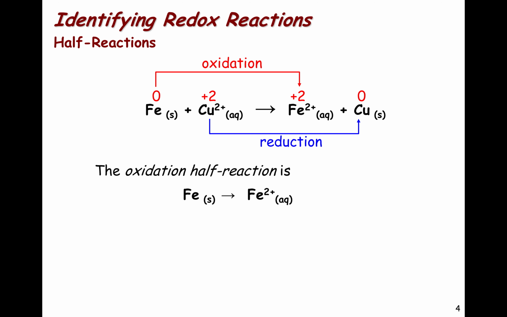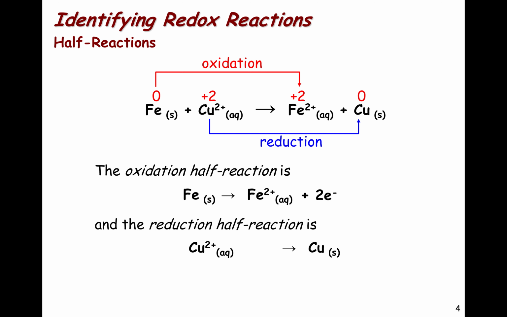So on the left side we have 0 overall charge, but on the right side we have 2 plus, and to get them to be the same, we have to add 2 negatives to the right hand side in the form of electrons. Likewise, we can write the reduction half reaction in terms of copper. So the copper 2 plus is a reactant, whereas the copper metal is the product. Since we have the same number of copper atoms on both sides, now we can balance our charge by adding our 2 electrons to the left side of the reaction.